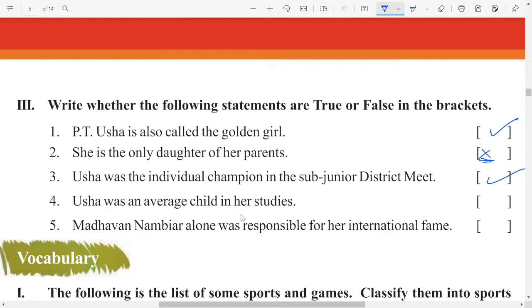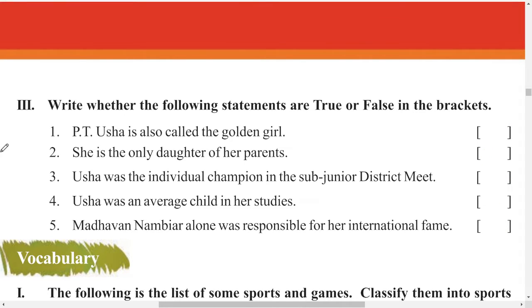Yes, she was. Next, Usha was an average child. No, she was an excellent child in her studies. Next, Madhavan Nambiar alone was responsible for her international fame. Was he the only person who was responsible for her international fame? Of course, he was solely responsible, because he was the coach.